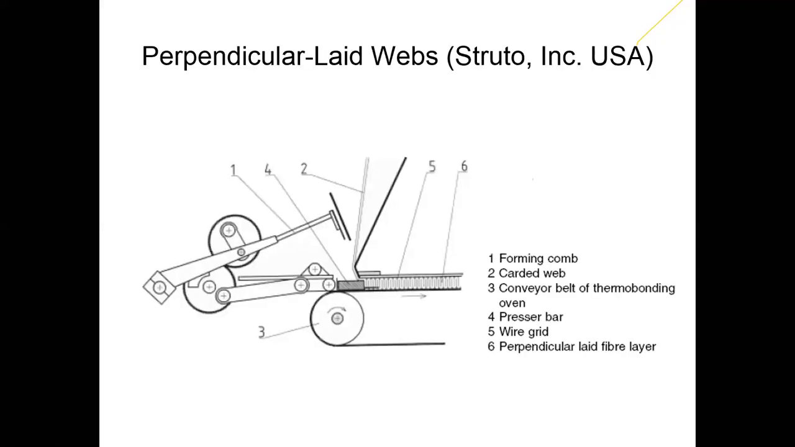So this is a perpendicular laid web. As I told you earlier, it is three-dimensional. So here you have a web of fibers, and with the help of a bar or some hammer, you are creating a three-dimensional shape of web. You can see over here, just like folding a fabric, they have folded the non-woven fabric or web, and they have created a three-dimensional or very thick non-woven structure.